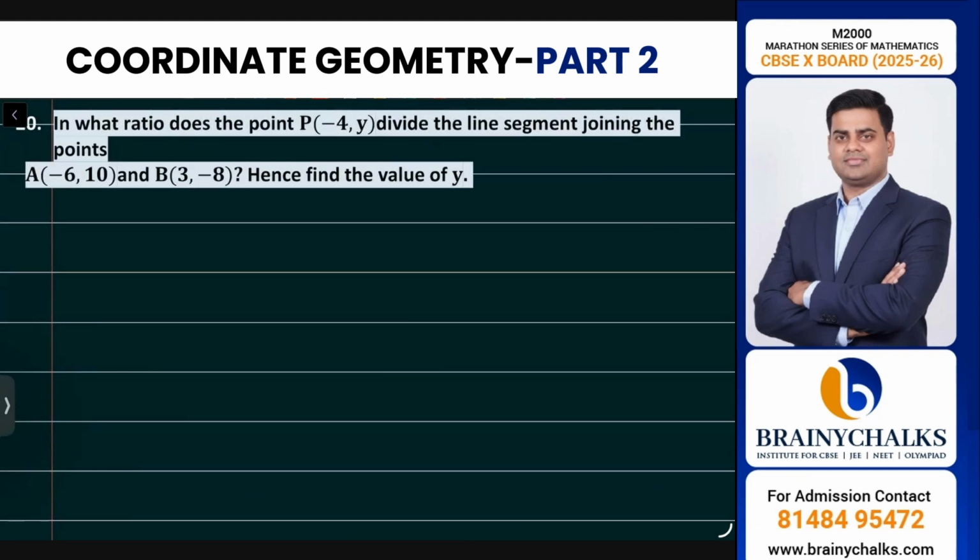In what ratio does the point P minus 4, y divide the line segment joining the point A minus 6, 10 and B 3, minus 8? Hence find the value of y. A is minus 6, 10, B is 3, minus 8. Let P be a point whose coordinate is minus 4, y. Let it divide in the ratio m is to n.